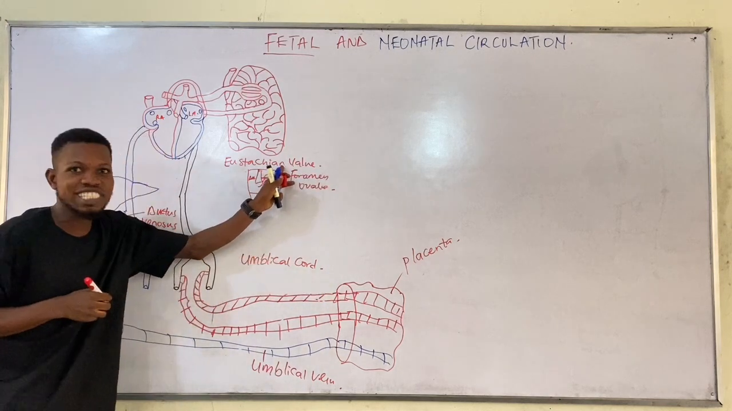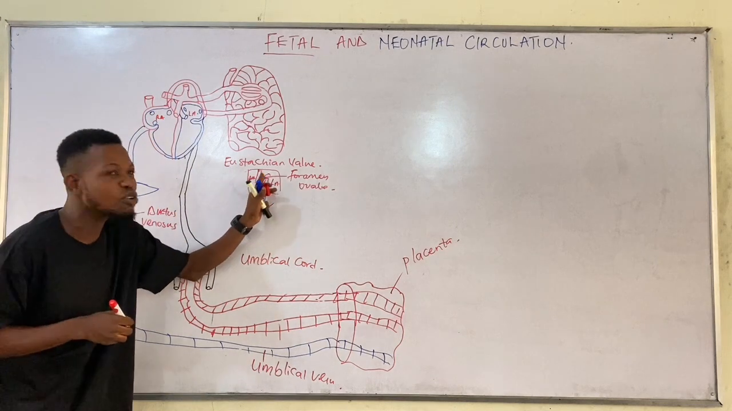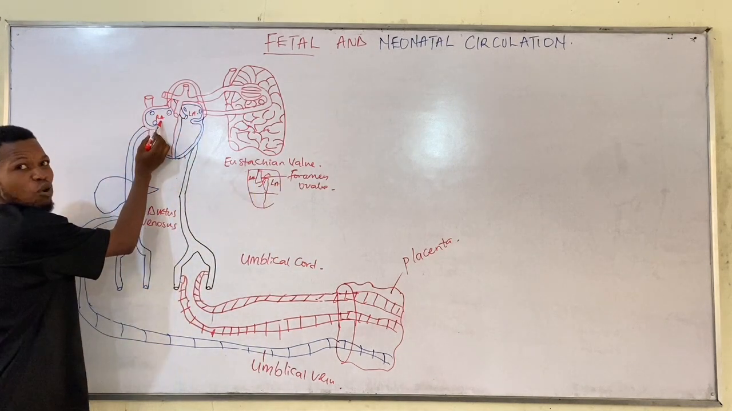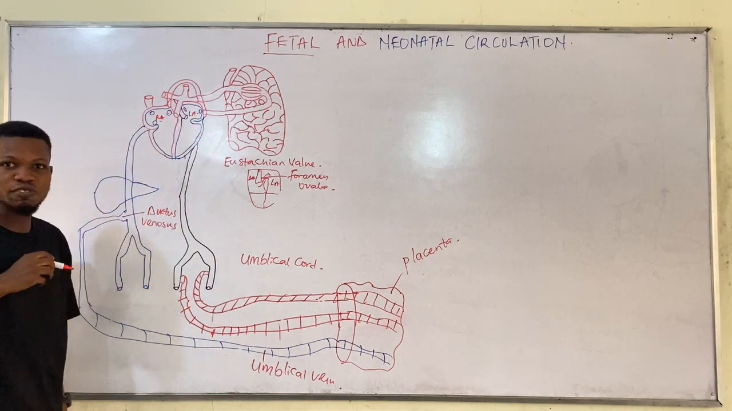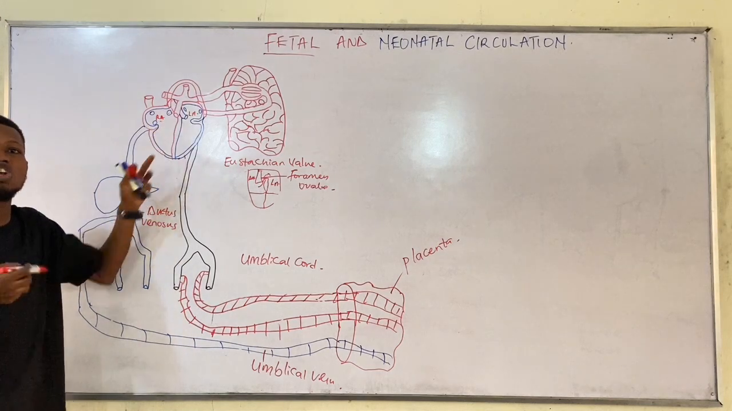So this Eustachian valve will send the blood in the right atrium to pass through the what? Foramen ovale. So this is the foramen ovale. So the oxygenated blood in the right atrium will pass through the foramen ovale and enters the what? Left atrium. Because we don't want the blood to enter the right ventricle because the lung is not working.